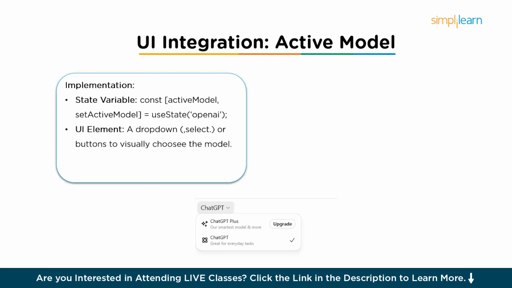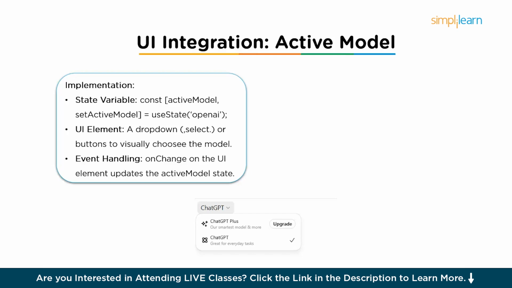Then we need a UI element that allows the user to make a choice. This could be a drop-down menu, radio buttons, or dedicated buttons designed to visually choose the model. The example image on the right shows a common drop-down approach similar to what you might see in a popular chatbot interface. Crucially, event handling is needed. An onChange event listener on the UI element, or an onClick for buttons, updates the activeModel state when the user selects a different model from the drop-down. This function is called, updating the state variable, which then signals to the application to use the newly selected LLM for subsequent interactions.